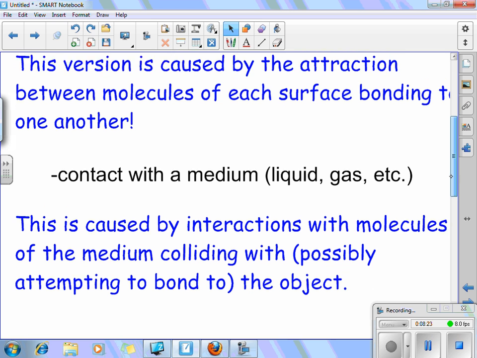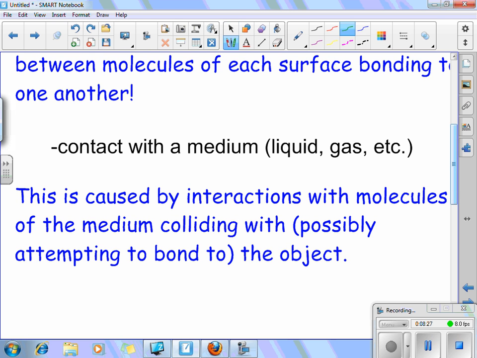There's another version of friction, which is contact with a medium. And when I say medium, I mean like liquids or gases.